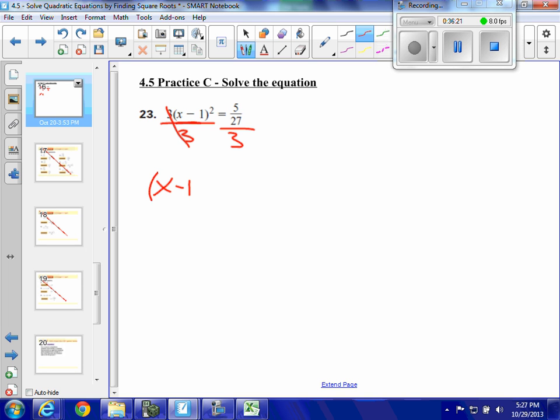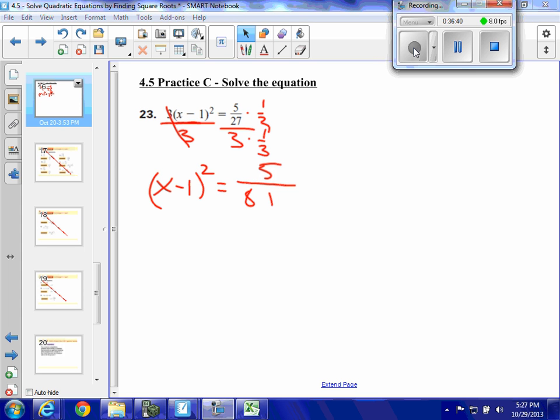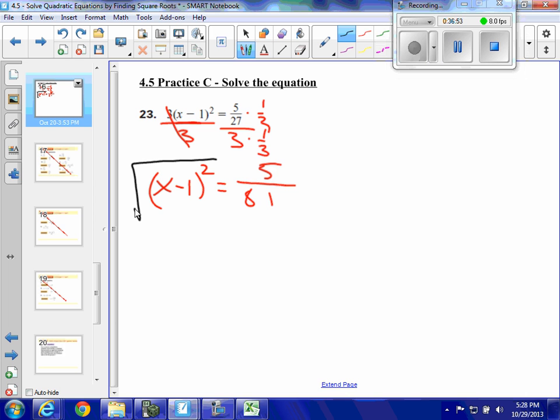So I have x minus 1 squared is equal to, well, this is the same thing as multiplying by 1/3, is equal to 5 over 81. I think that's true. I'm going to double check. Yes, that's true. 3 times 27 is 81, which makes me really happy because I know that 81 is a perfect square, and since I'm dealing with square roots, it's going to make my life a little bit easier. So I'm going to take the square root of this side and the square root of this side to try and liberate my x. Don't forget your plus or minus.